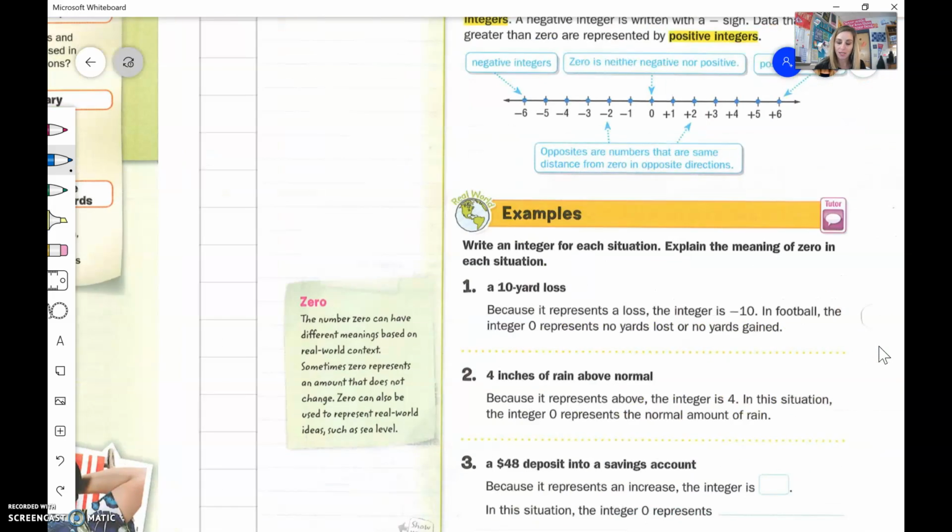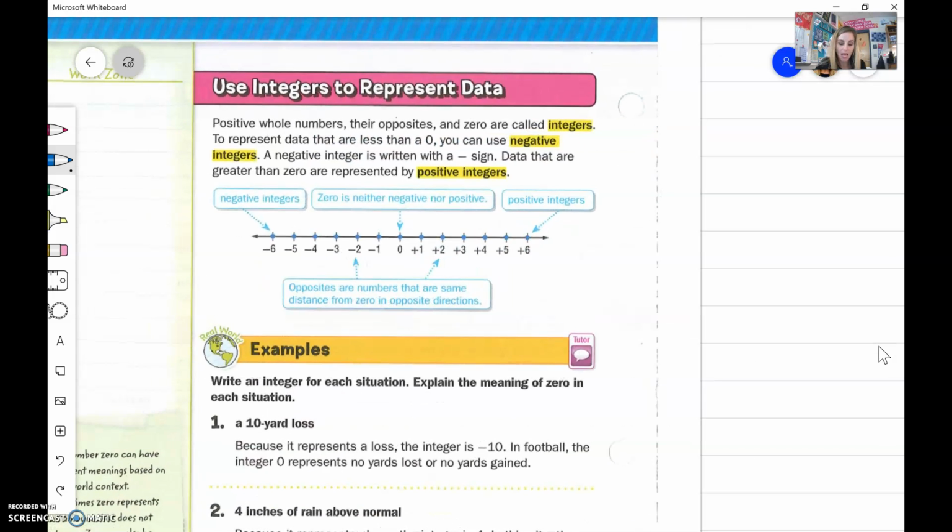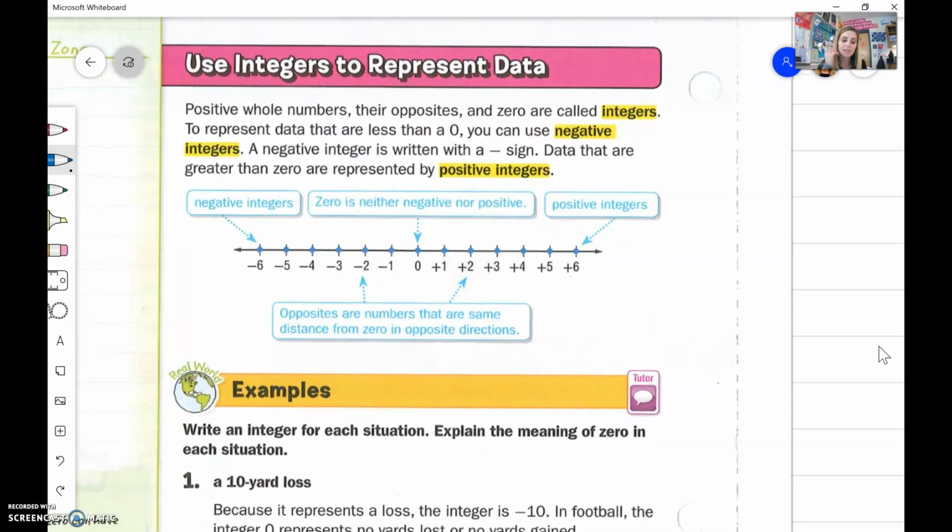Okay, let's go ahead and turn to the next page, 346, and let's take a look up here. Positive whole numbers and their opposites and 0 are called integers. For example, positive whole numbers, so 5, and their opposite, so their opposite would be -5. So you have a +5 and a -5. Or let's say you have -13. The opposite of -13 is 13. So those are both integers. Well, all examples of integers.